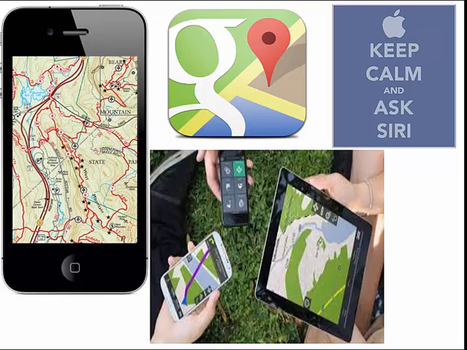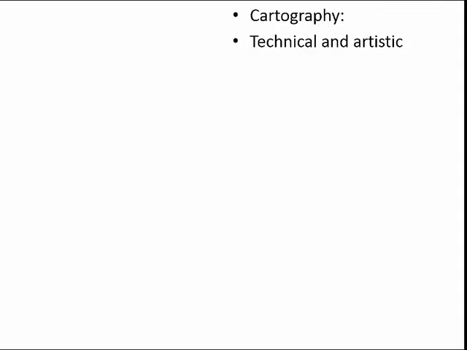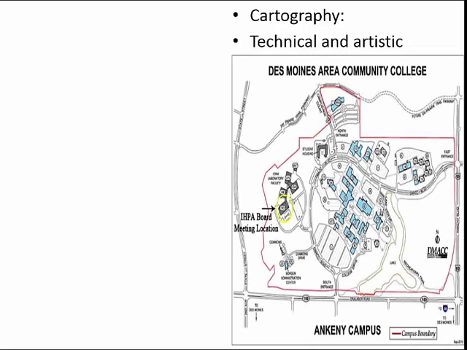So map making, this is the science of mapping, and this is called cartography. And cartography is not just making maps, but it's also interpreting maps. And cartographers have to decide with the data they collect how they are then going to display that information on a map.